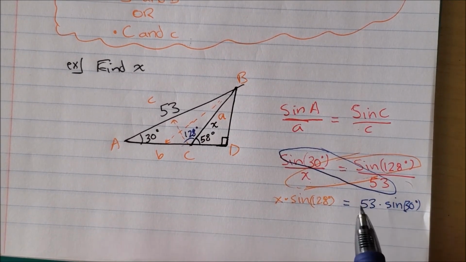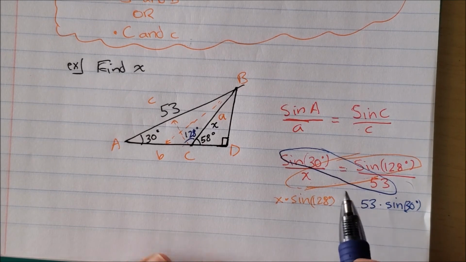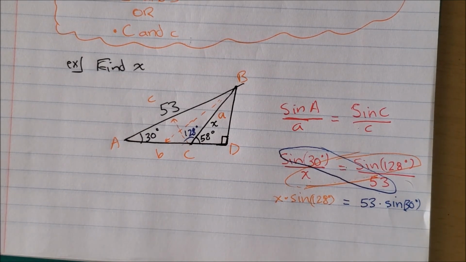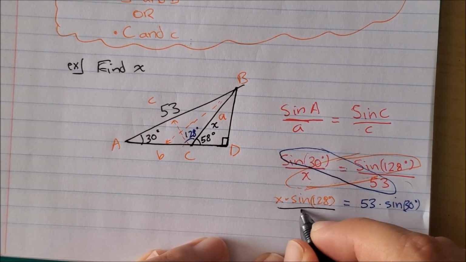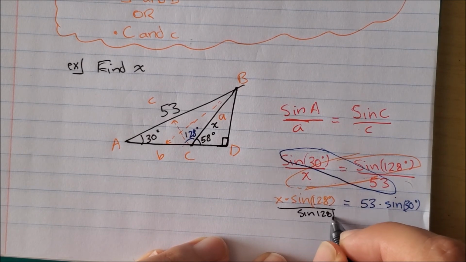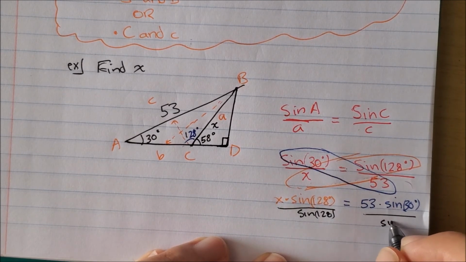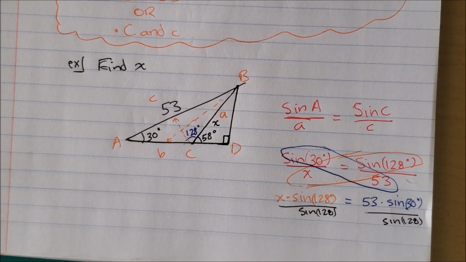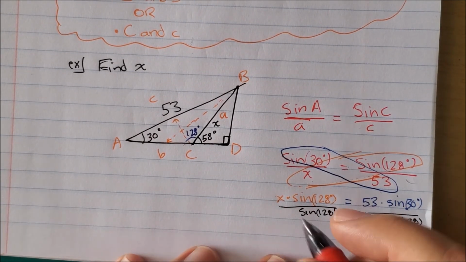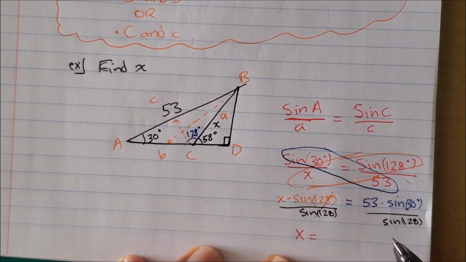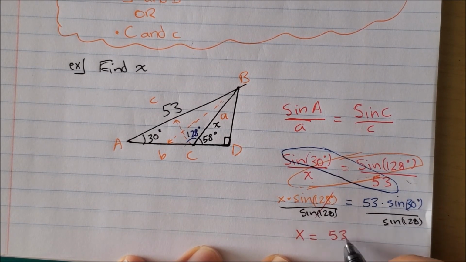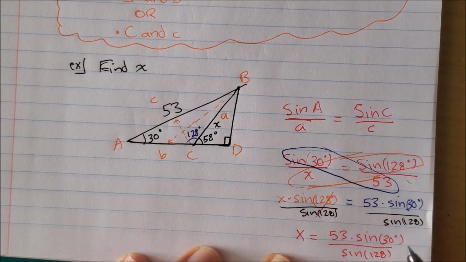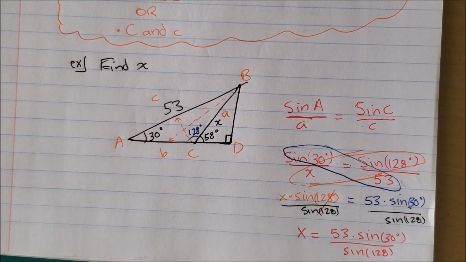And then if you remember, if I'm trying to get x by itself, sine of 128 is just one number. So let me go ahead and divide both sides by sine of 128. And my final answer will be this x. These two cancel out. X is equal to whatever 53 times sine of 30 is over sine of 128, which, let me plug it into my calculator real quick.